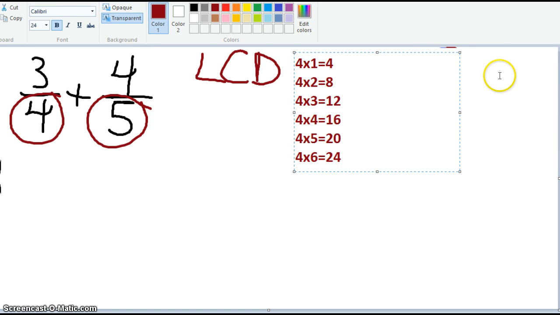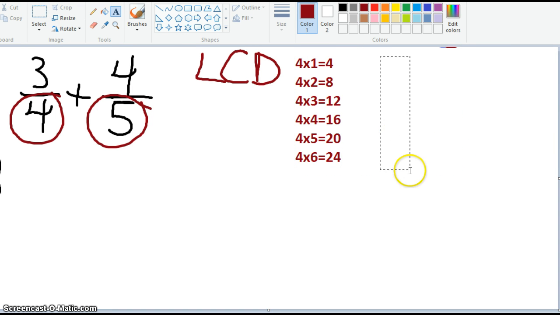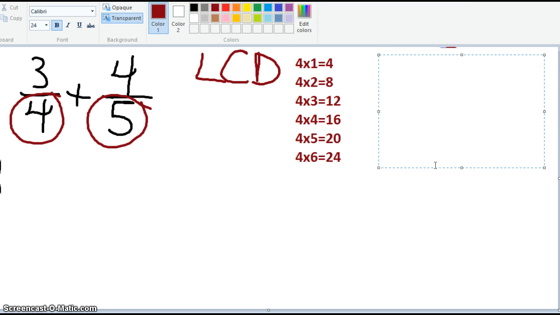I'm also now going to write the multiplication table for 5. In this case, I'm just going to simply put in 5 times 1 is 5. 5 times 2 is 10. 5 times 3 is 15. 5 times 4 is 20. And 5 times 5 is 25.